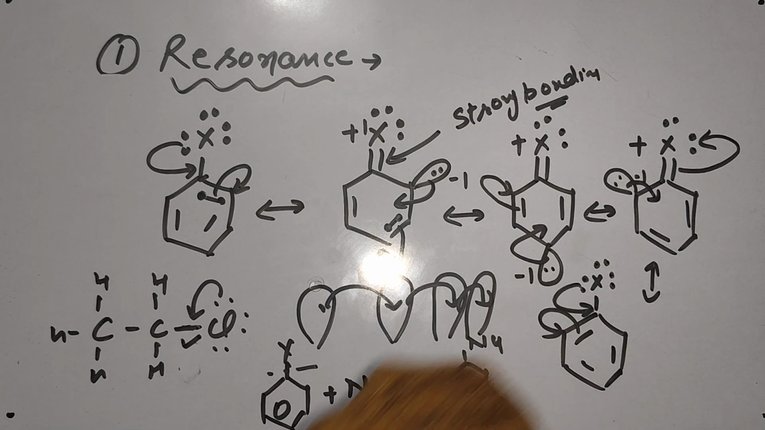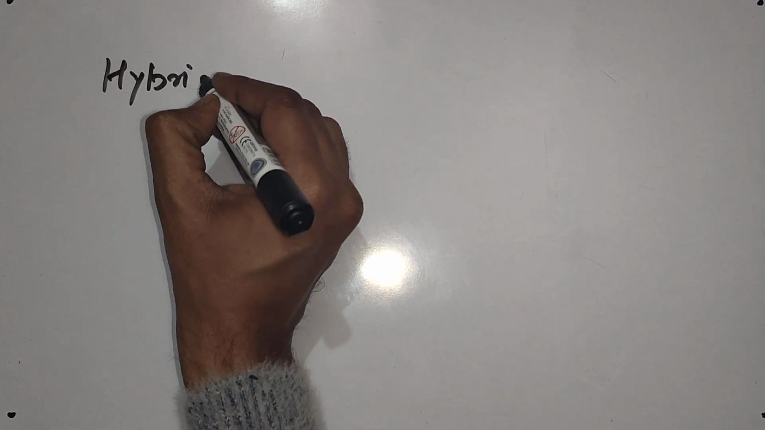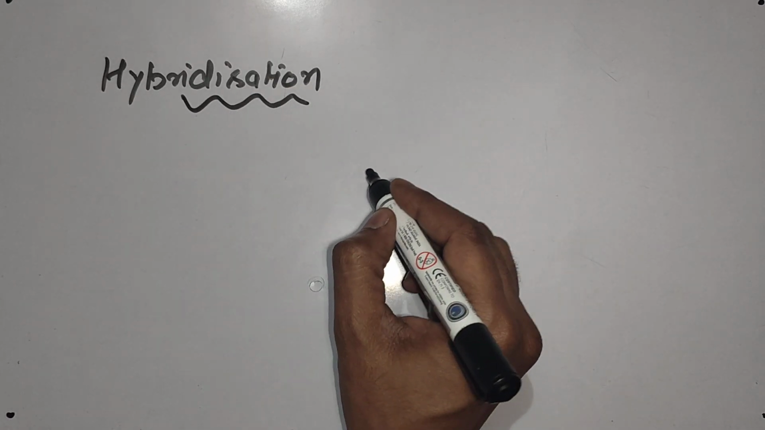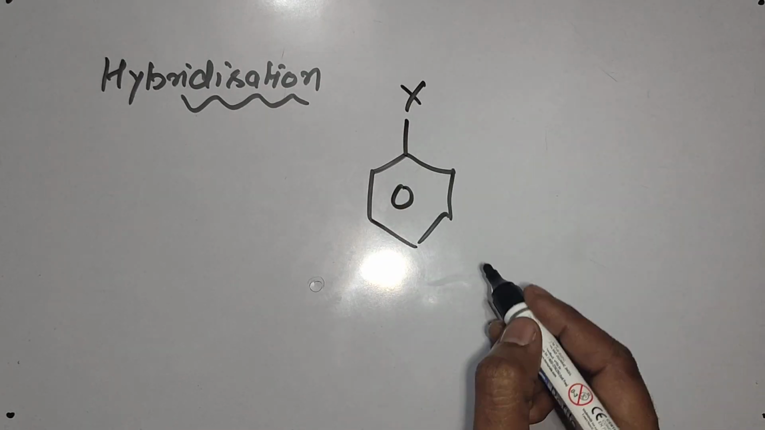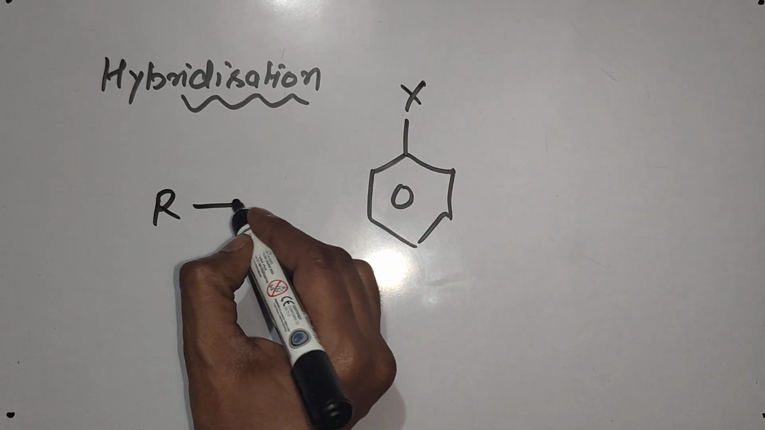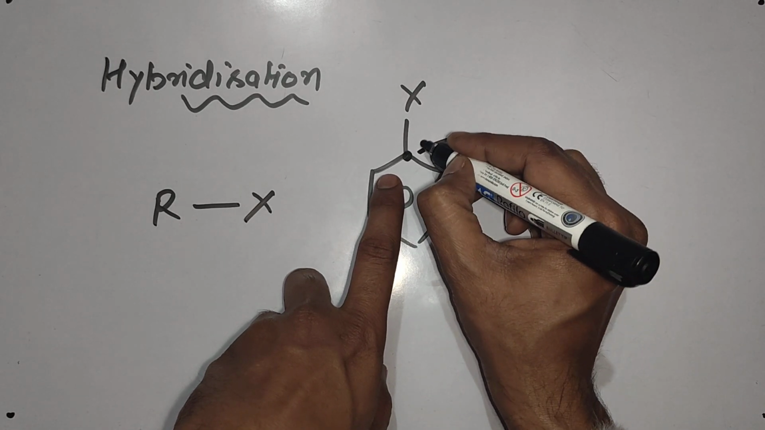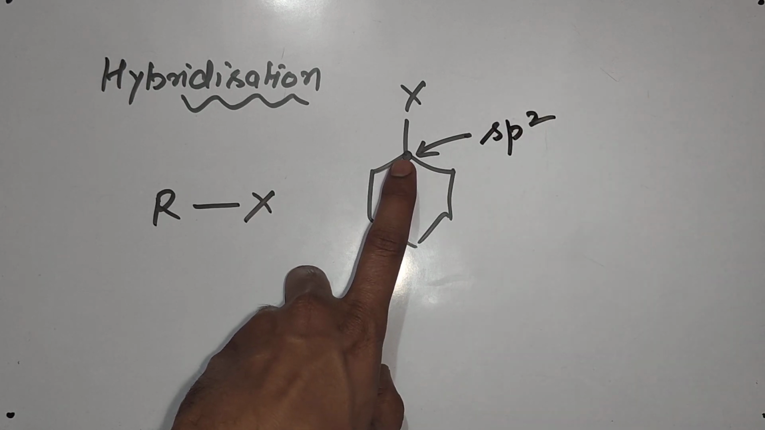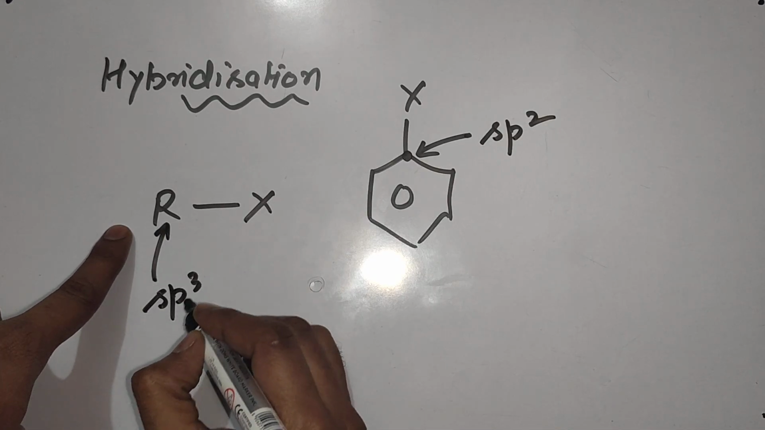Let's go for the second reason. Second reason was hybridization. Whose hybridization? Check. This is haloarene I have drawn, and this is haloalkane I have drawn. We are talking about hybridization of this carbon. In haloarene, the hybridization of this carbon is sp2, and in haloalkane, the hybridization of this carbon is sp3.